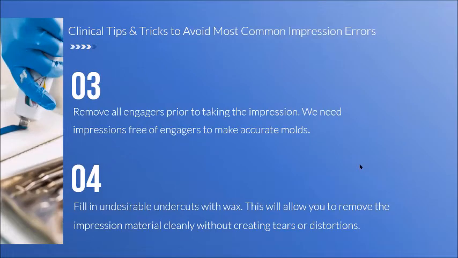Number 3, if the case is an ongoing aligner's case, it's advisable to remove all the engagers or attachments prior to taking the impressions. We need the impressions free of engagers or attachments to make accurate molds. Number 4, you need to fill the undesirable undercuts with wax. For example, the interdental embrasures, if they're too deep, then we need to put some wax on these embrasures and take the impression. This will allow you to remove the impression cleanly without creating tears or distortions.